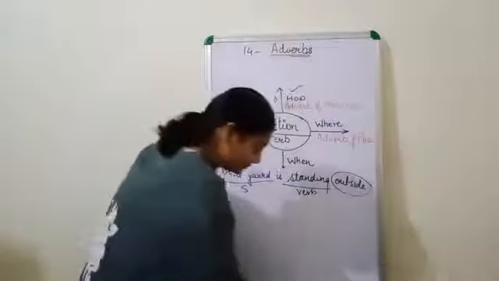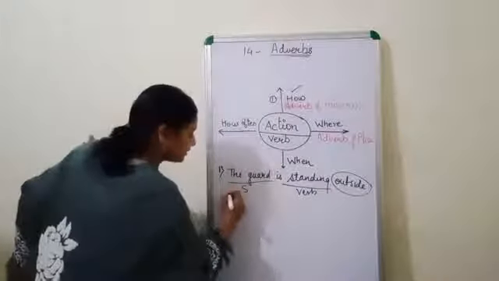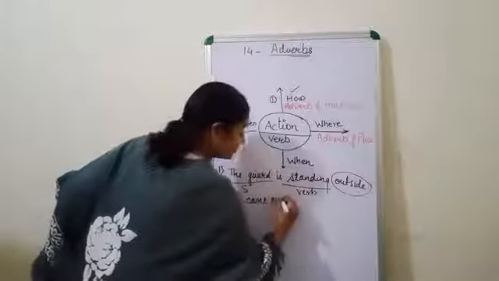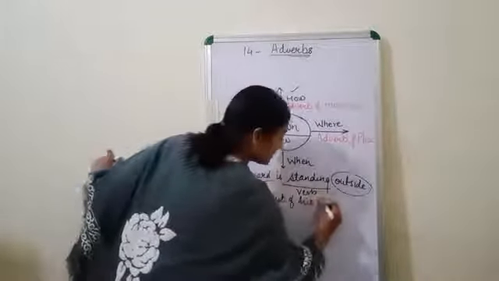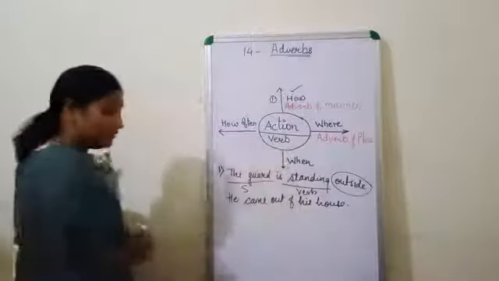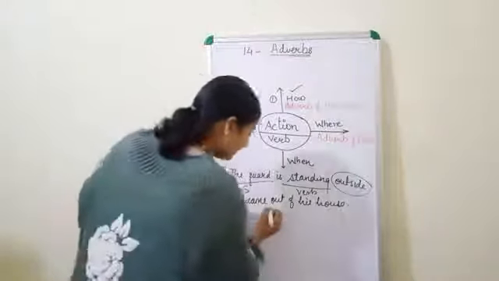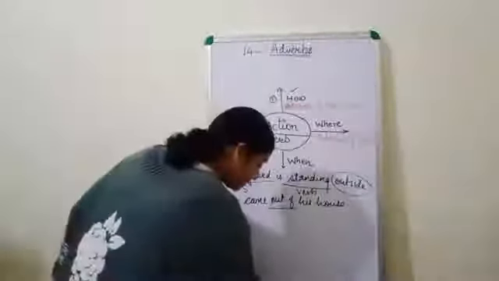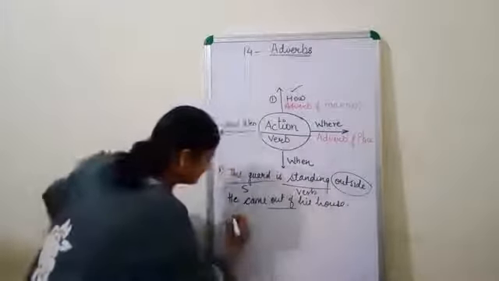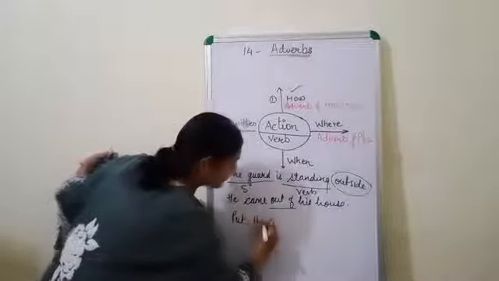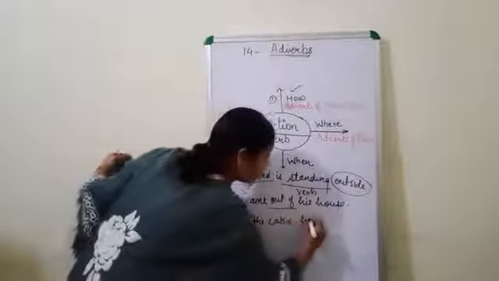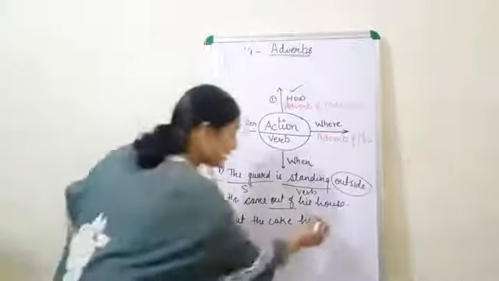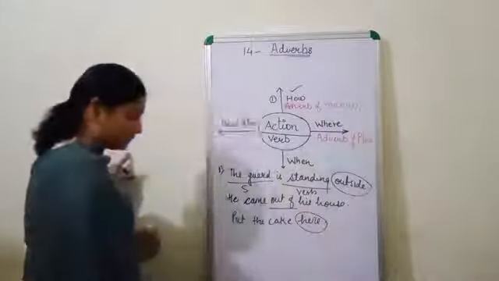One more example. He came out of his house. Just now I gave this example. Okay, where did he come? He came out of. Once again, adverb of place. Now see, one more. Put the cake here. Where to put the cake? Either here or there. So, adverb of place.